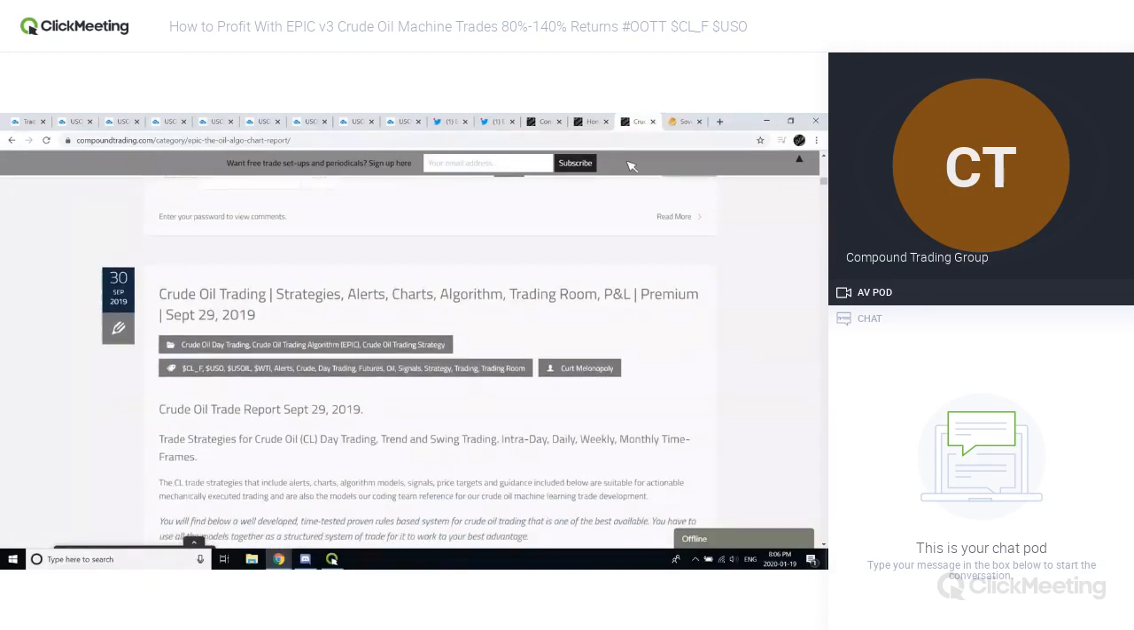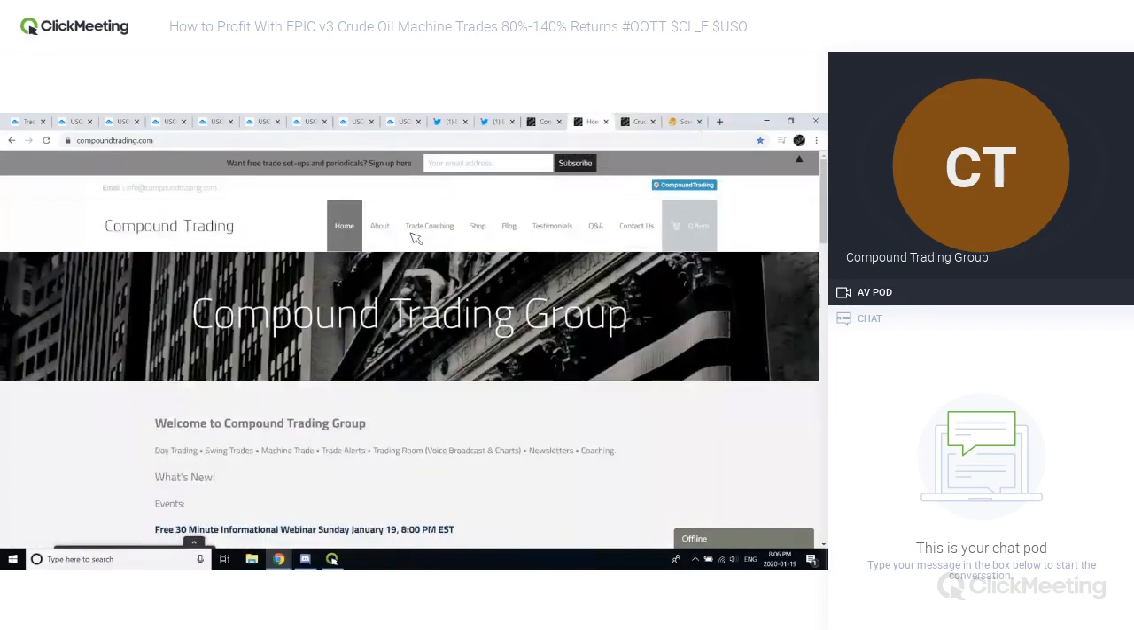And then the other place to find information, so this is just a sample report. Really our services break down to alerts, the weekly reports, and the oil trading room. And you can find prices on those. You just go to the shop and pricing, features, and promos, and there's a list of all of our pricing there.